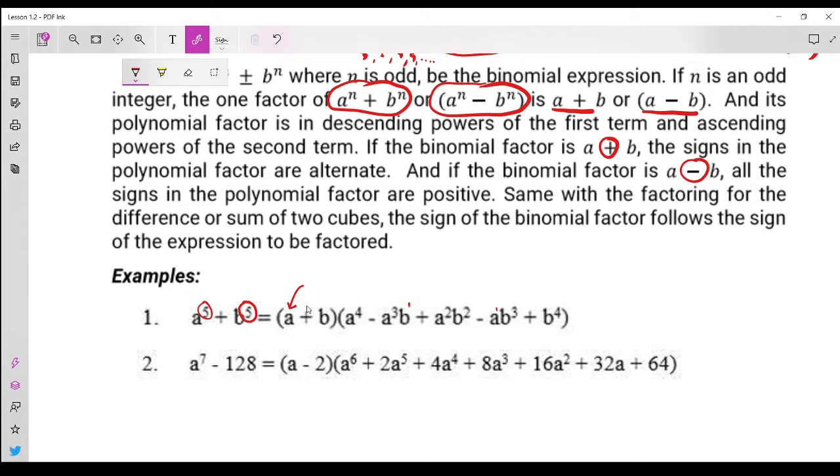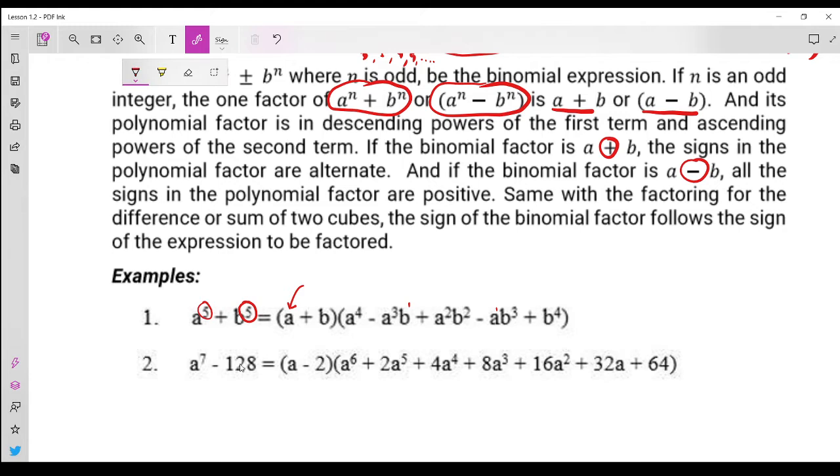And since our sign here is positive, the signs of the terms in the second factor must alternate. So you have plus, minus, plus, minus, plus. I hope you understand.